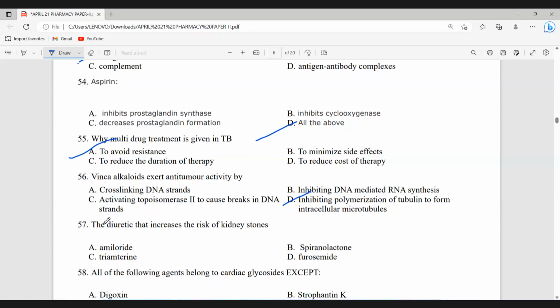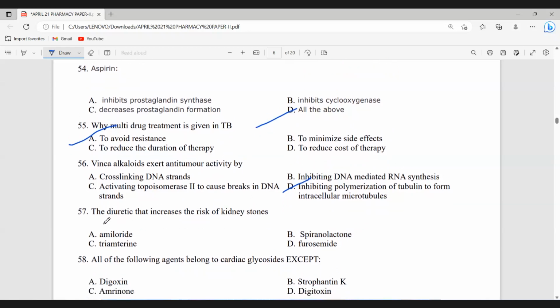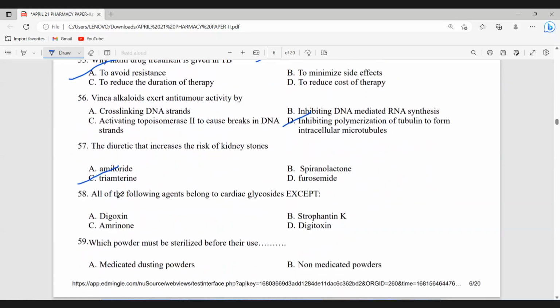Then 57. The diuretic that increases the risk of kidney stones. This is a direct question. That is triamterene. Triamterene will increase the risk of kidney stones. Then 58. All of the following agents belong to cardiac glycosides except. Amrinone is not a cardiac glycoside. It is a type 3 phosphodiesterase inhibitor.